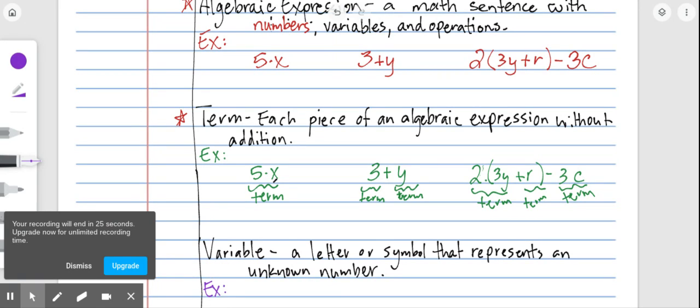Pause it. All right, you should be back. Here are some examples of variables. X and Y are variables. They're very common. A is a variable. The symbol Z is a variable. Sometimes we use Greek symbols like theta and beta. Okay, any sort of symbol can be a variable.